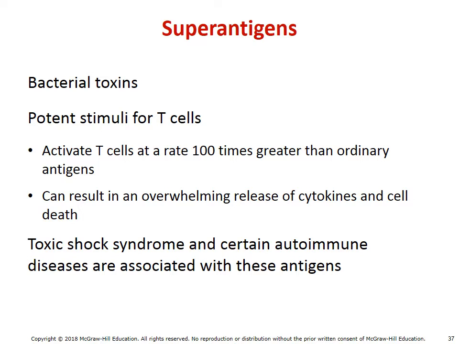We've discussed in the past this idea that toxins are going to overstimulate immune response. The body freaks out whenever it sees a toxin. So things like bacterial toxins often will be potent stimuli for T cells, which allows for significant amounts of T cell activity that can overwhelm the body and cause death. Toxic shock syndrome is a great example of a certain autoimmune disease associated with having toxins as antigens.